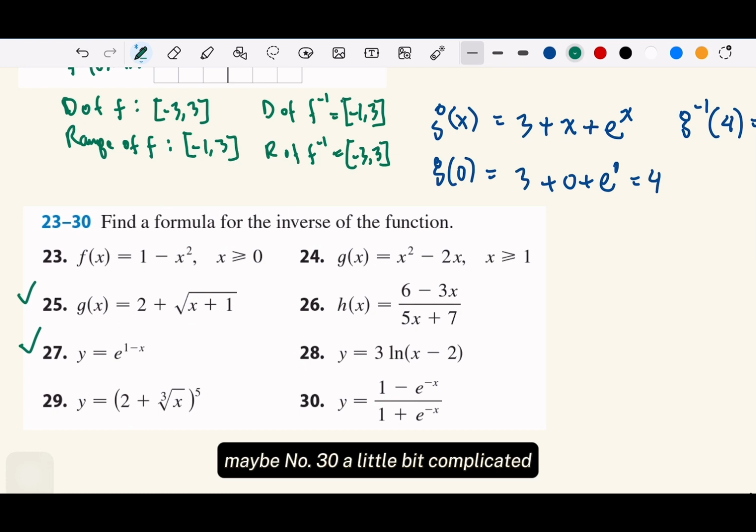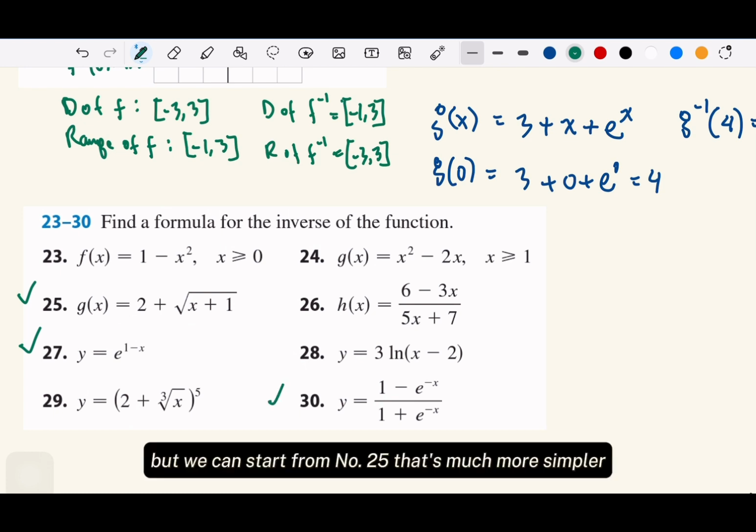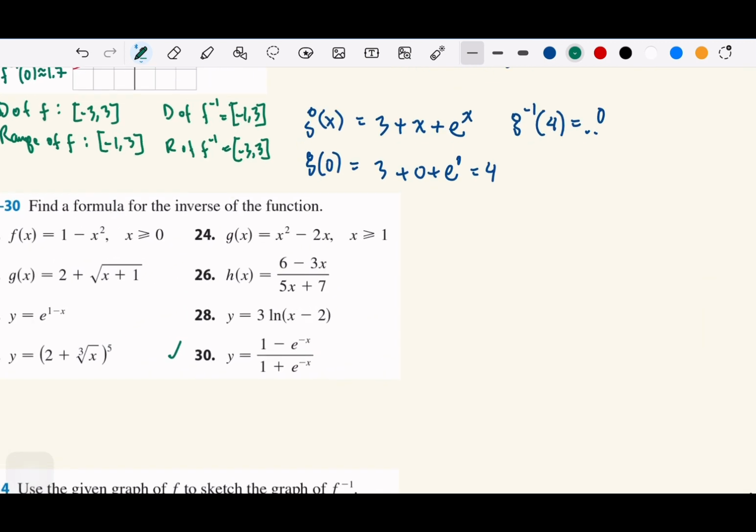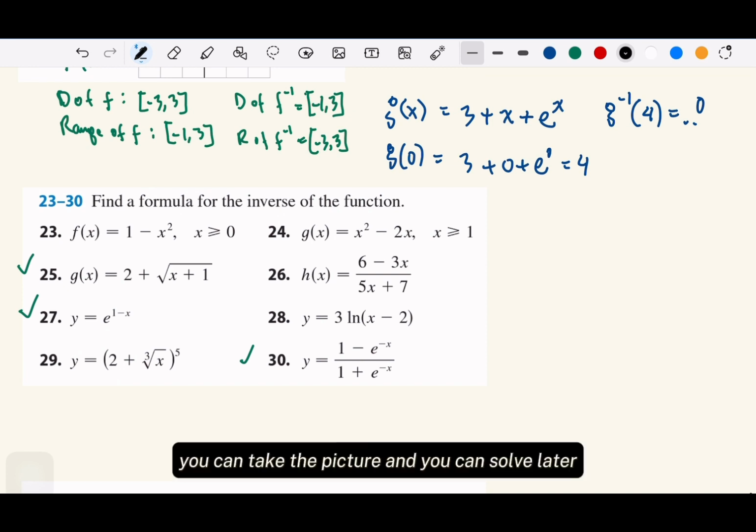Maybe number 30. Okay, a little bit complicated, but we could start from number 25. Okay, that's much simpler. So number 25. You could try first. Okay, number 25. If you want, you can take the picture and solve it later as homework, to make sure that you get practice.